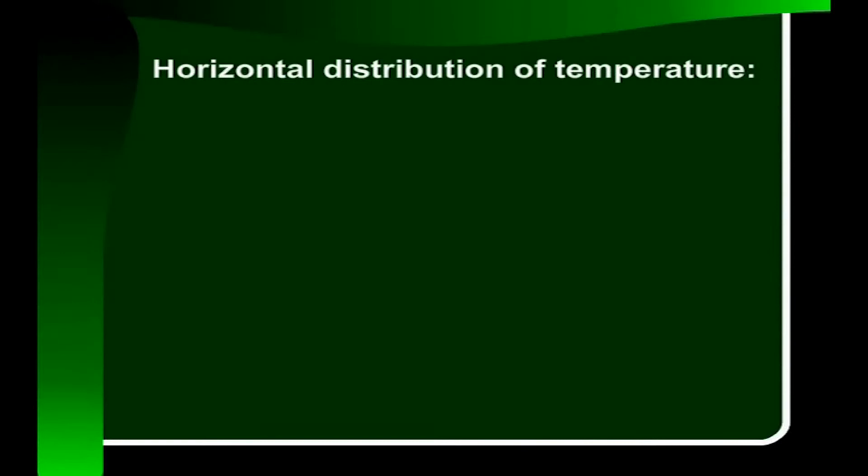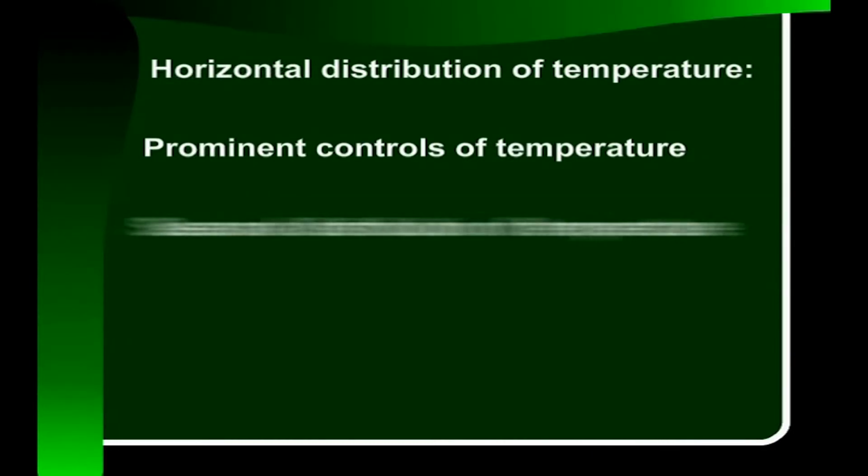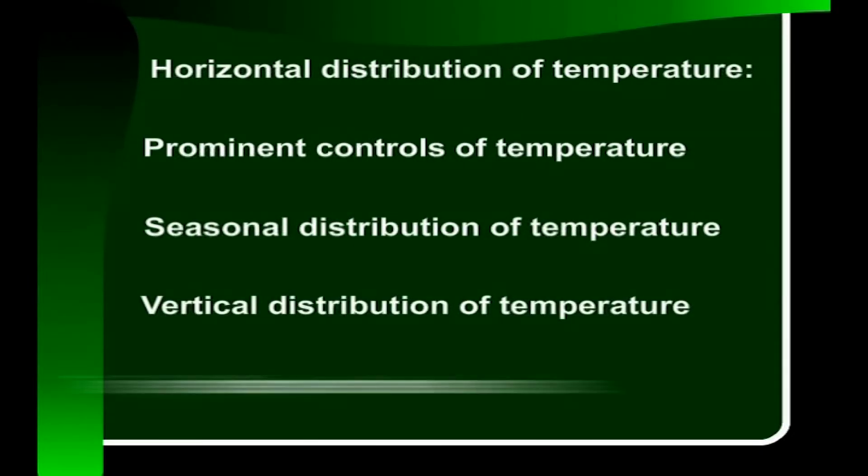Dear students, in the previous episode, we discussed atmospheric temperature, insolation and the global energy budget. This episode focuses on the horizontal and vertical distribution of temperature. The present episode consists of the following modules. The first one deals with horizontal distribution of temperature, prominent controls of temperature, seasonal distribution of temperature, vertical distribution of temperature, and finally temperature inversions.